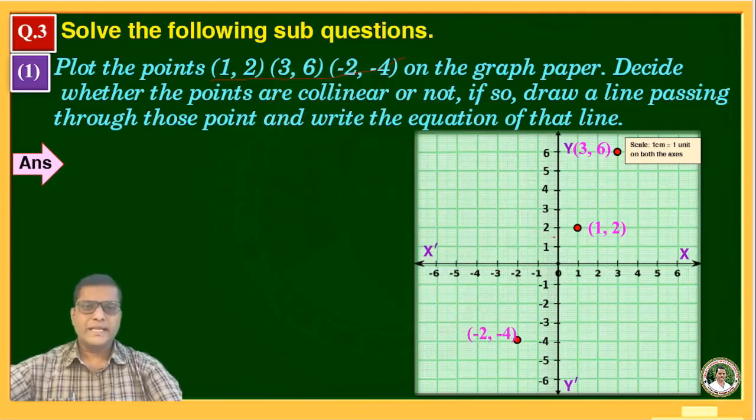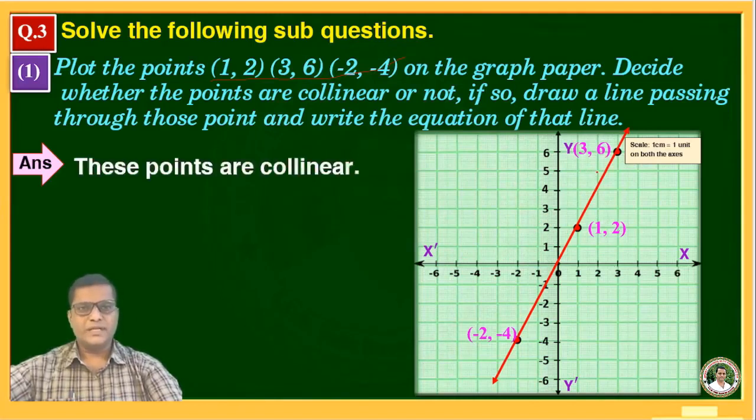Then draw the line passing through these 3 points. The second question is decide whether the 3 points are collinear or not. Yes, these 3 points are collinear. Therefore write the answer, these 3 points are collinear. And in the last, write the equation of the line. Here the equation of the line is 2x minus y is equal to 0.